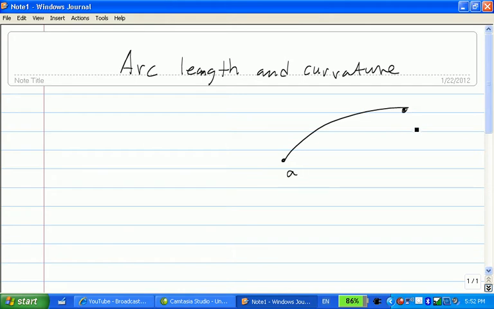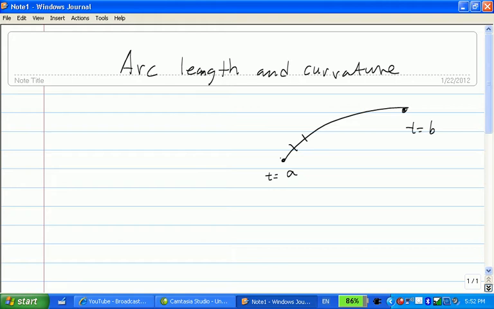Say here is a point A, t equal to a, we got this point, and t equal to b, we got that point. Okay, how do we find the length of the curve? We don't know how to do that. However, we do know how to find the length of the straight line.